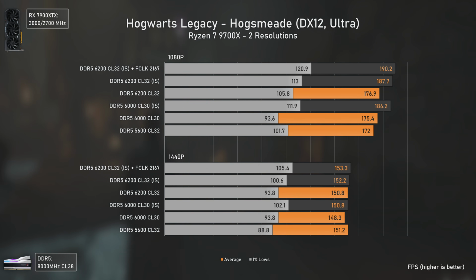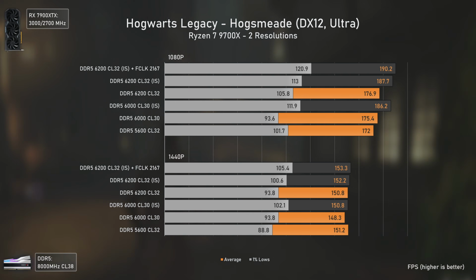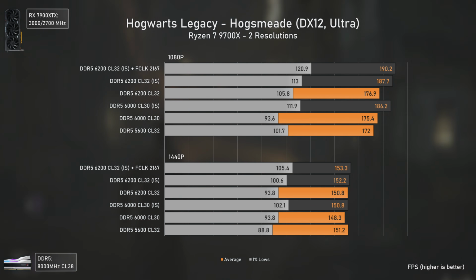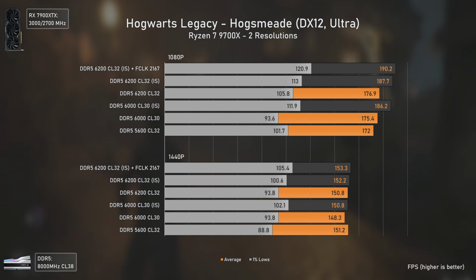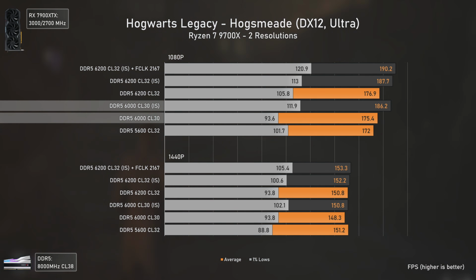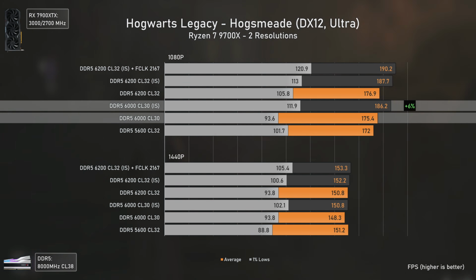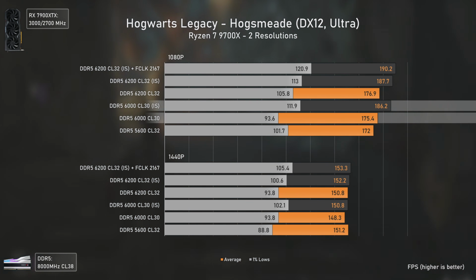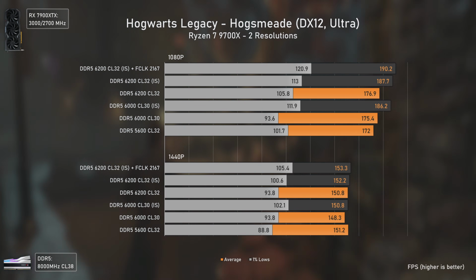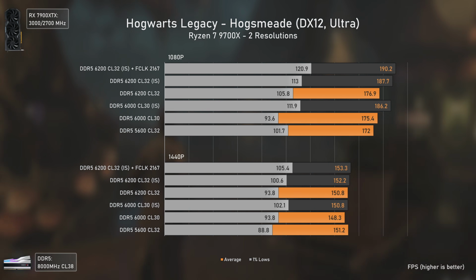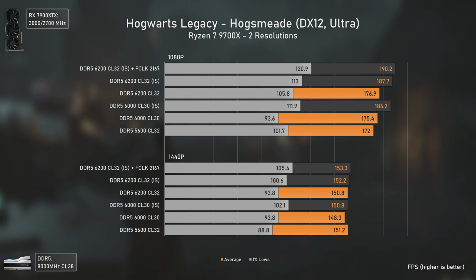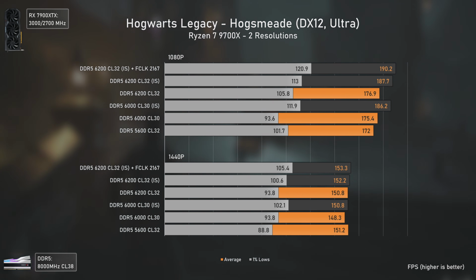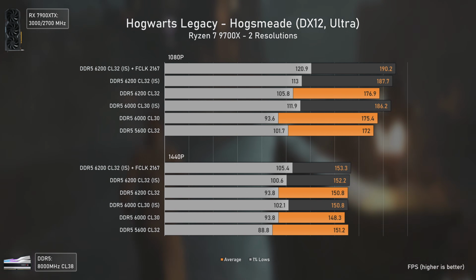When moving to Hogwarts Legacy, things go back to normal, with the Ryzen 7 9700X delivering very good results, with the improved subtimings making the biggest difference at 1080p, with DDR5 6000 being 6% faster with improved subtimings. And even at 1440p, when we're GPU bottlenecked for the most part, the improved subtimings can increase the 1% lows, which means that even though the average FPS will be around the same, you'll have smoother gameplay.